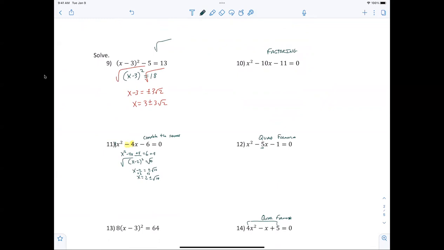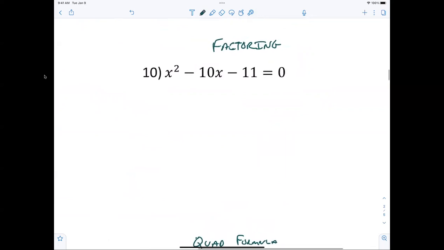Number 10 is definitely a factoring problem. How do I know it's factoring? Because 1 times negative 11 is negative 11. Are there factors of negative 11 that make negative 10? And the answer is yes. Because there are factors of negative 11 that make negative 10, then we can factor this. So you're going to solve by factoring.